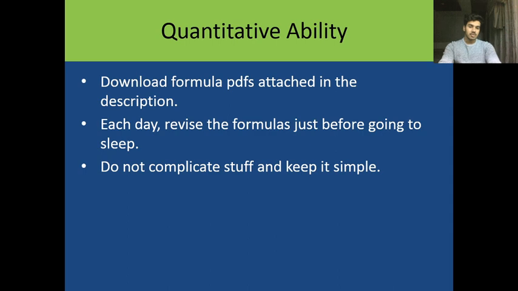So this is the second point, and going to the last point, keep it simple and do not complicate stuff. What I mean by this is that there are multiple formulas, for example the formula for area of equilateral triangle, area of right angle triangle, area of scalene triangle. But what you can do is just remember the base formula, that is area of a triangle, and you can forego remembering all these formulas. Make your task simple.